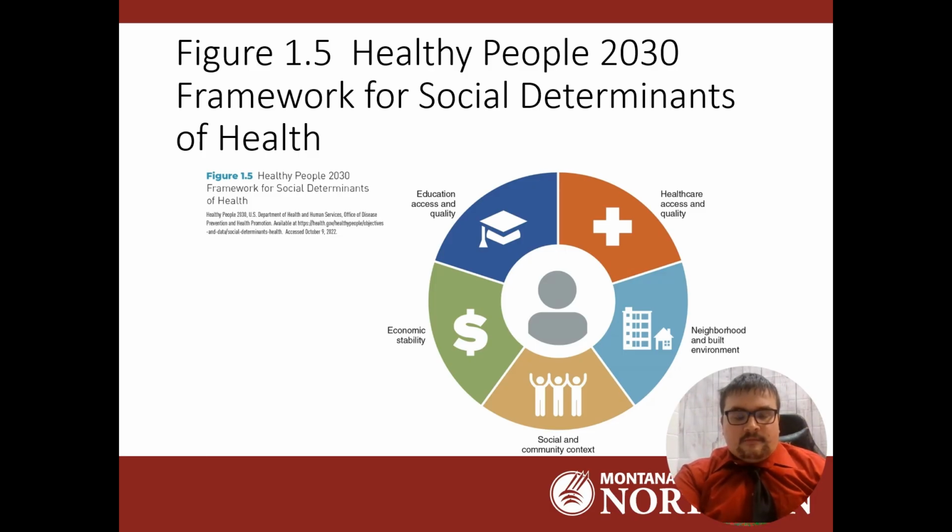All right, so here we have the figure from Healthy People 2030, which is the framework for your social determinants of health. Now each component here is linked to a specific goal and a 10-year measurable outcome. So starting off with the goals, first we have the economic stability goal. Here it's to help people earn incomes that allow health needs to be met.